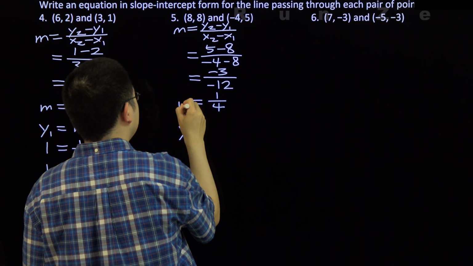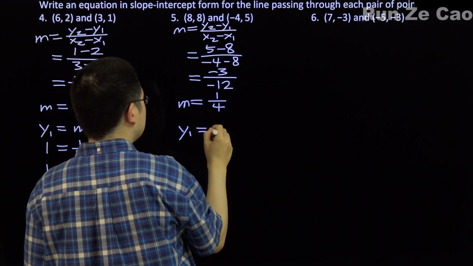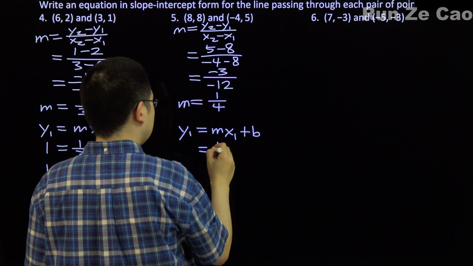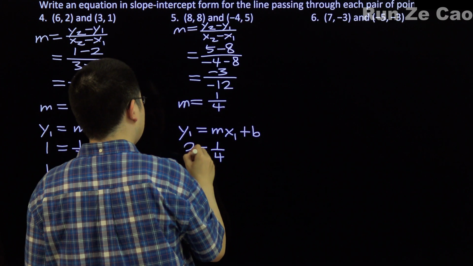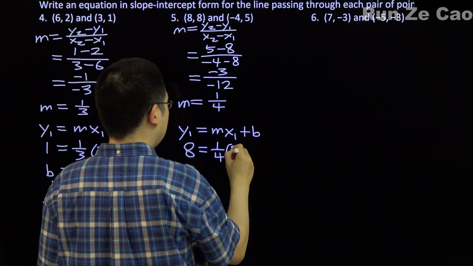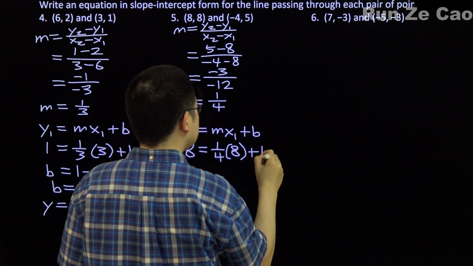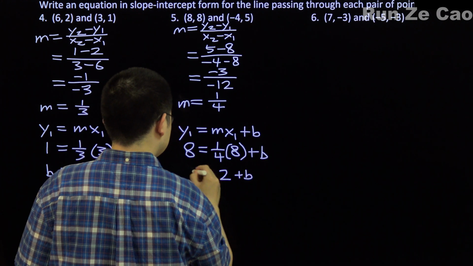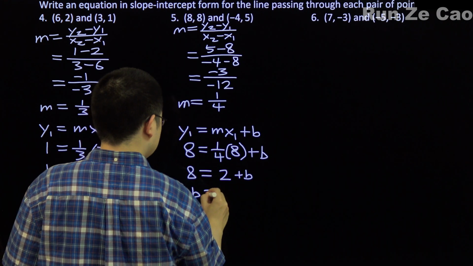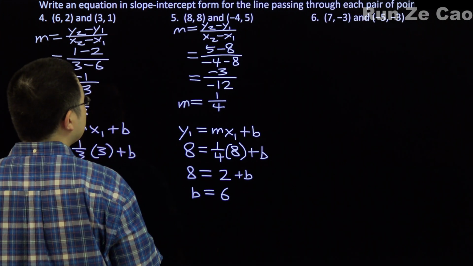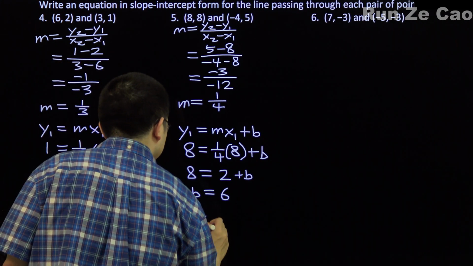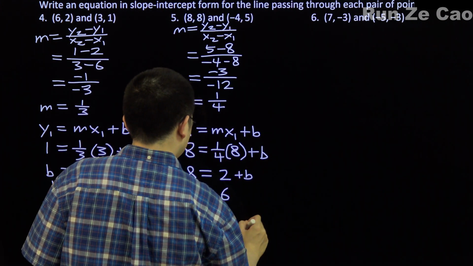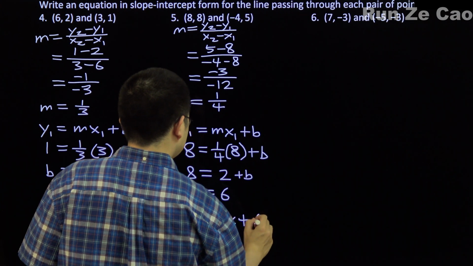And now you have y1 is equal to mx1 plus b. That's y1, let's use the 8. 8 is equal to 1/4 times 8 plus b. So that's 2 plus b is equal to 8. Therefore, b is equal to 6. And when we sub in, we get y is equal to mx, so 1/4 x plus b, so plus 6.